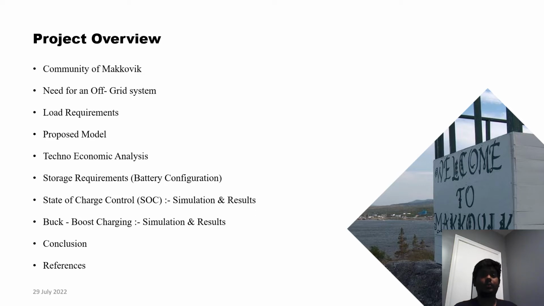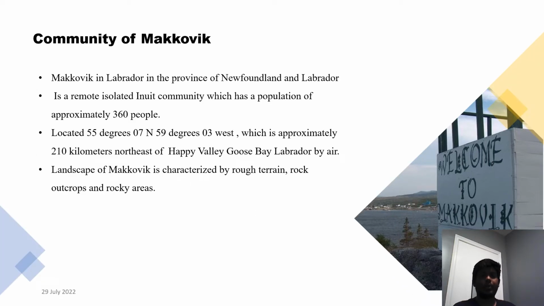constant voltage control. The remote community of Makkovik is located in Labrador, which is in the province of Newfoundland and Labrador. It is a very remote, isolated Inuit community with a population of about 360 people. It is located at 55 degrees 7 minutes north and 59 degrees 3 minutes west, approximately 210 kilometers northeast of Happy Valley-Goose Bay by air. The landscape of Makkovik is characterized by rough terrain, rock outcrops, and very rocky and hilly areas.